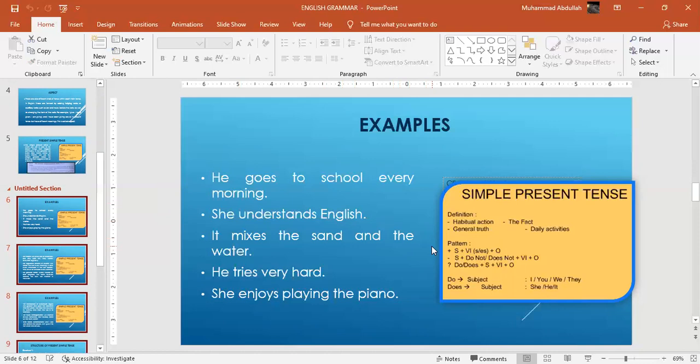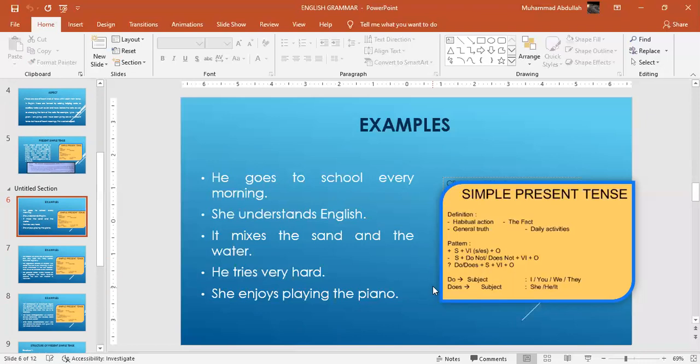For example, a positive sentence is formed like this. First comes subject, then first form of verb with the addition of S or ES, then plus object. So this is SVO, but after the subject, we have to use either S form of verb or, with some of the subjects, we do not use S form. With which we use S form, here it is made clear.